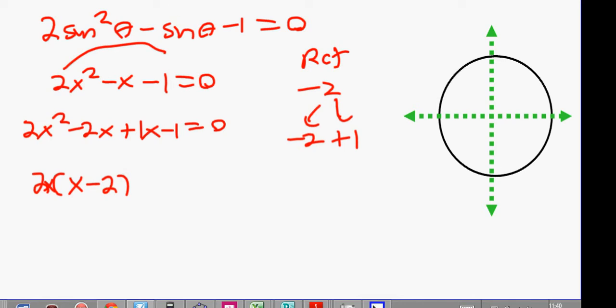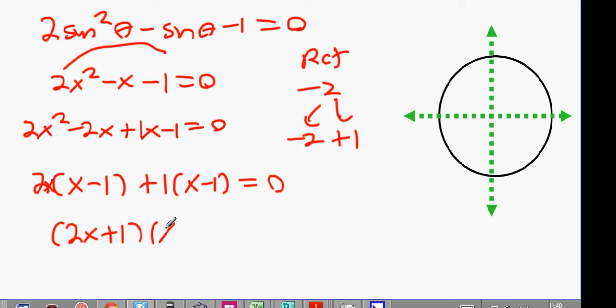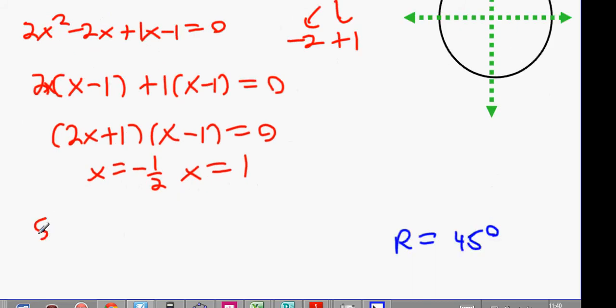Oh wait. x minus 1, because the second one won't work out. Plus 1 into x minus 1 equals 0. So here's your 2x plus 1, x minus 1 equals 0. X will equal 1, or x equals minus a half. This means the following. It means sine theta equals minus a half. Sine theta equals 1. Look at the 1.